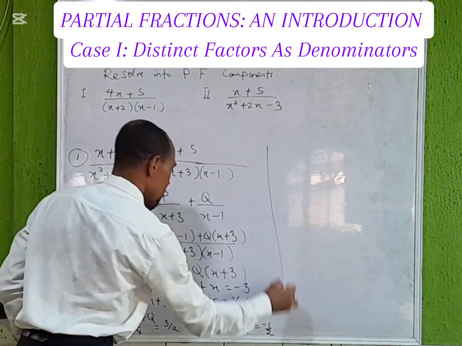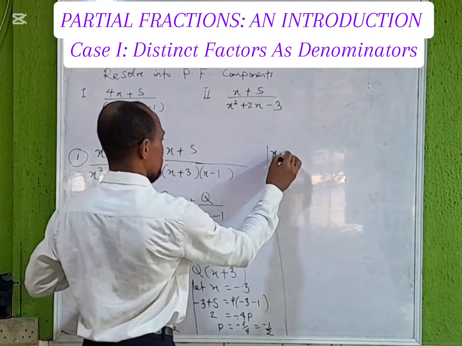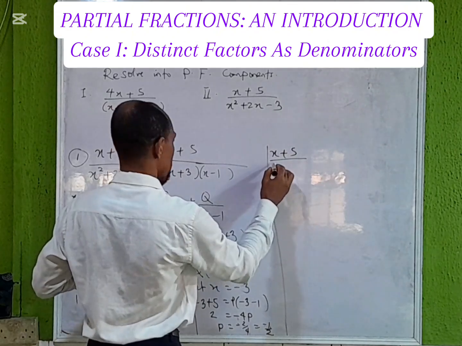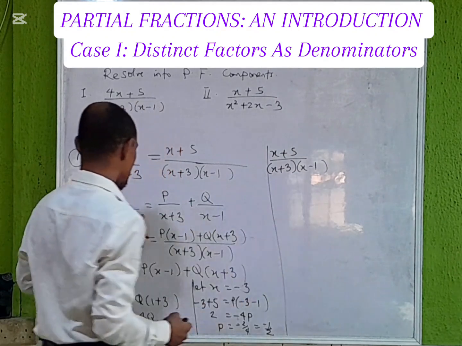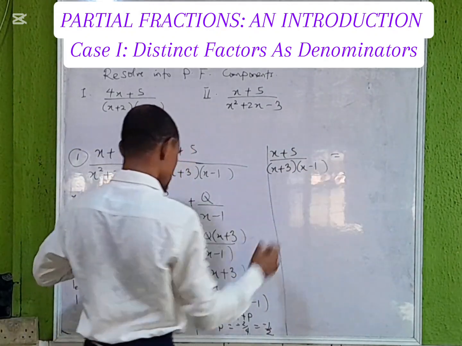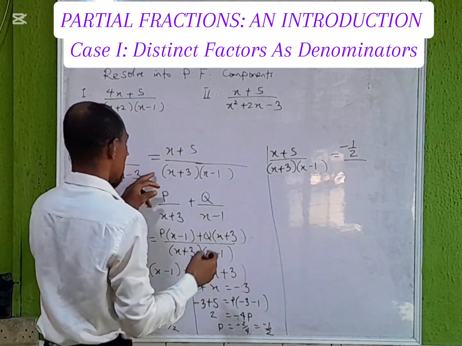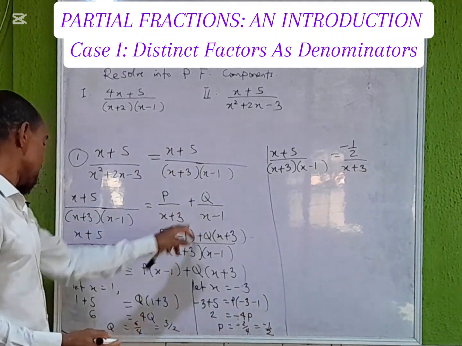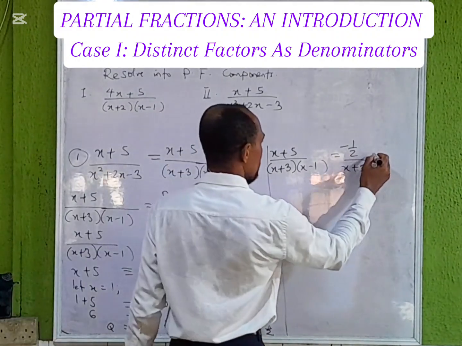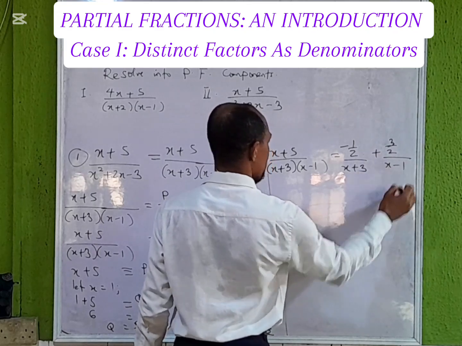Hence, we simply go back to the very first statement here, that x plus 5 over x plus 3, x minus 1 is equal to, what's p? Minus 1 over 2 all over x plus 3. Then plus, what is q? 3 over 2 all over x minus 1.